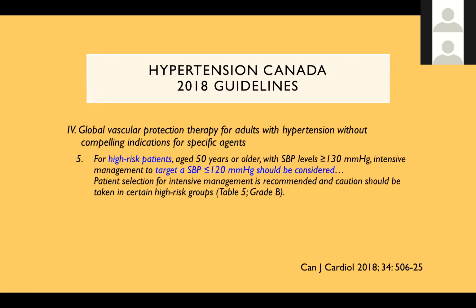This is a particular guideline. For high-risk patients, and we'll get to how they define that, aged at least 50 years or older, with systolic blood pressure greater than or equal to 130 millimeters of mercury, Hypertension Canada suggests that intensive management to target a systolic blood pressure less than or equal to 120 millimeters of mercury should be considered. Furthermore, they state that patient selection is recommended, and caution should be taken in certain high-risk groups.